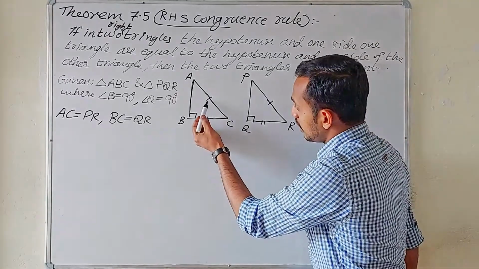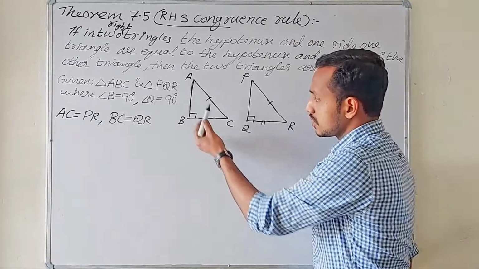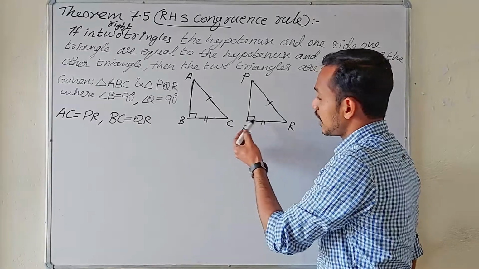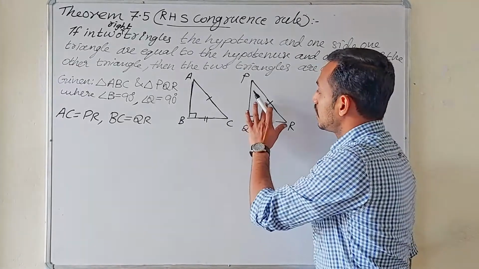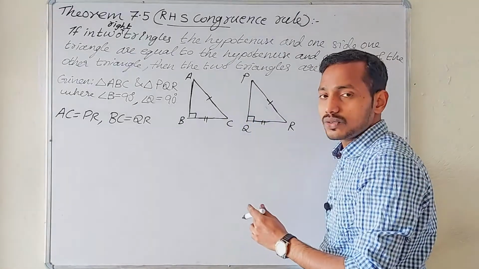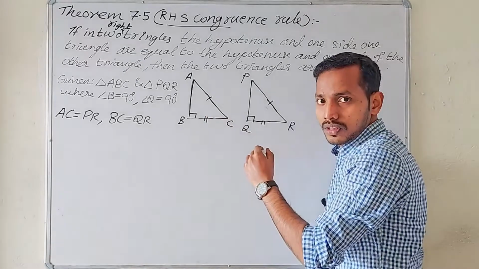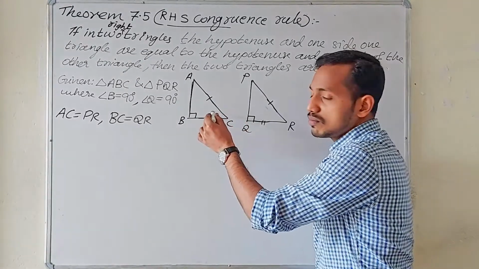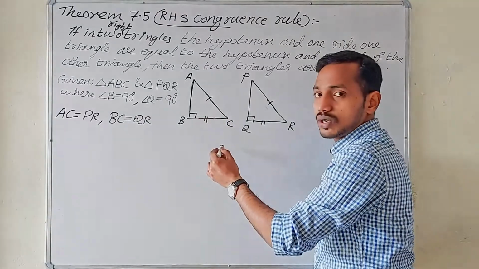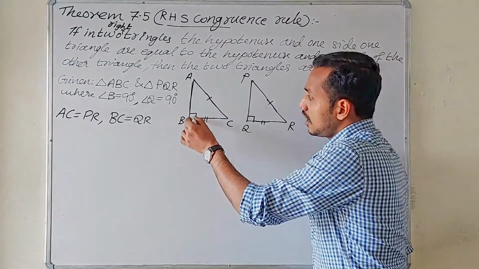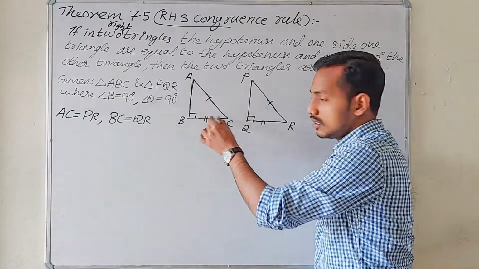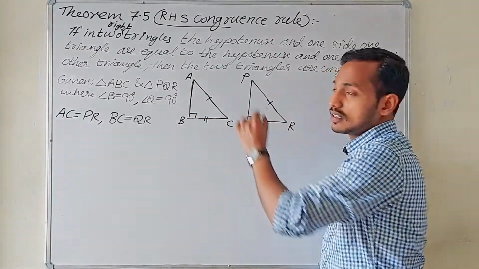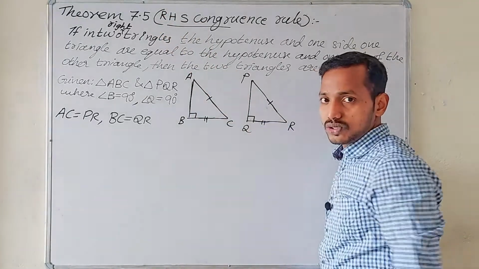Exactly, it looks like SSA, side angle side. But there is no criterion to prove that two triangles are congruent like SSA. But in case of a right angle triangle, it is applicable. But we are not simply saying it is SSA. Instead of that, we will say right angle hypotenuse side. That is why it is known as the RHS congruence rule.